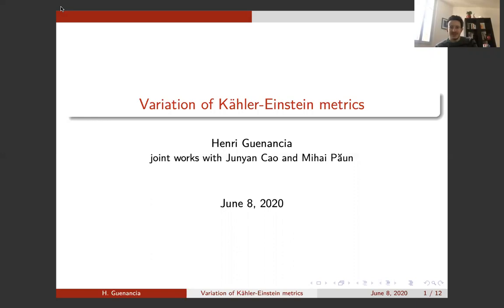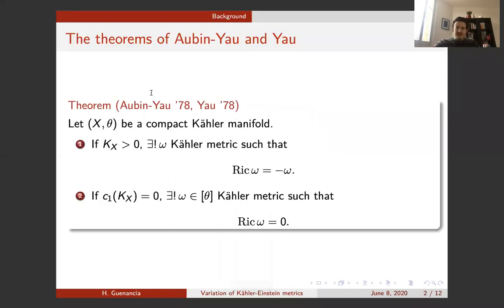So as Ming Chen was saying, I will be talking about the variation, in different senses, of Kähler-Einstein metrics, and this relies on two recent and less recent works with Junyan and Mihai Paun. All right, so I've divided the talk in three parts, but really mainly two. In the first part, I want to give you the tiniest bit of background.